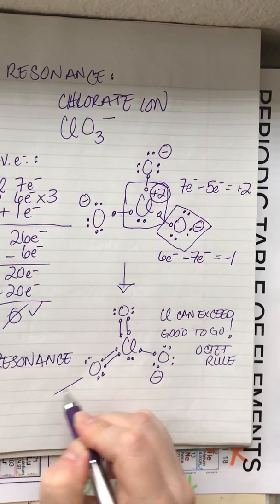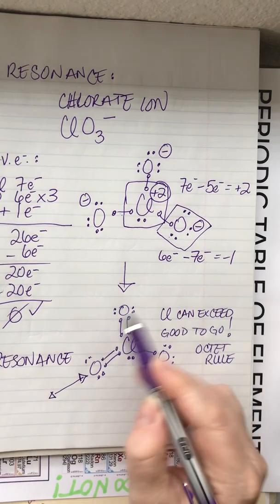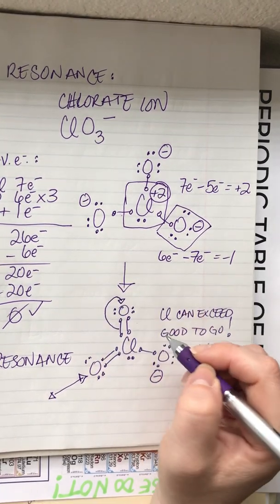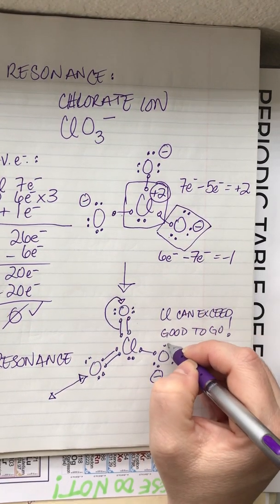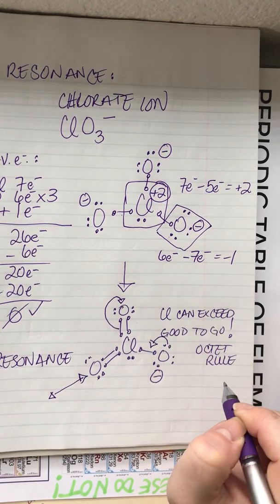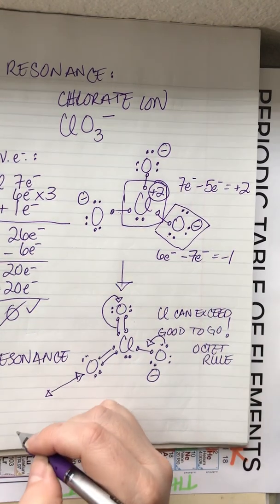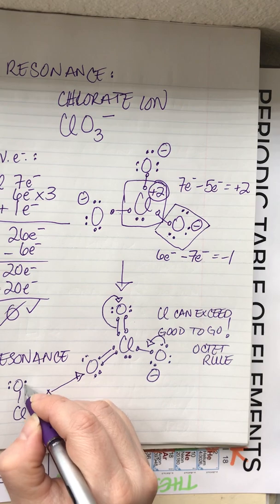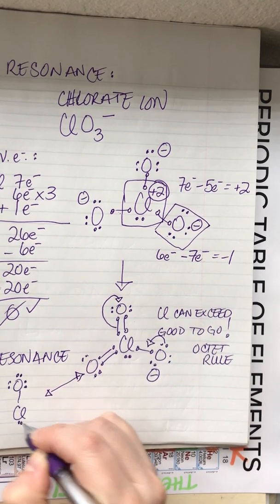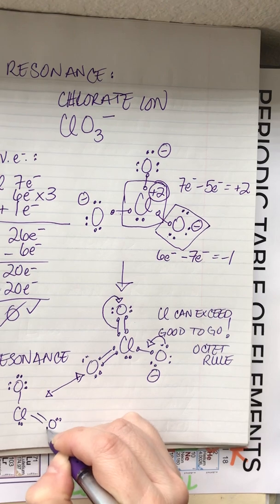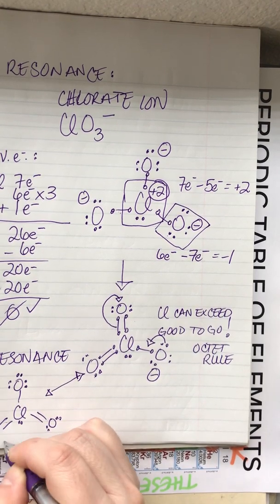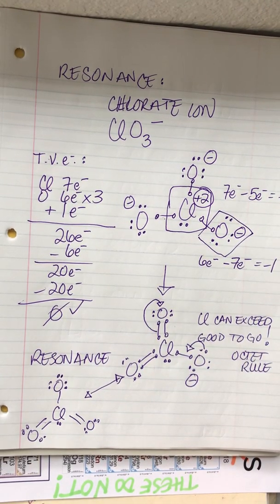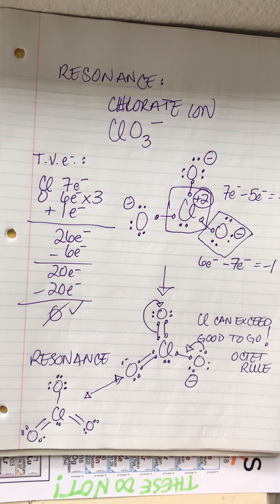So if I take this structure and I say, I'm going to put these electrons back on this oxygen, and I'm going to make these into my double bonding electrons, now I have a structure that looks like these. Where's my negative charge now?